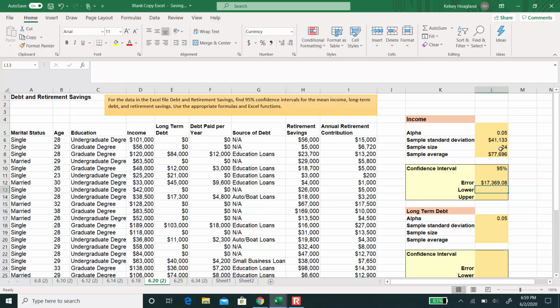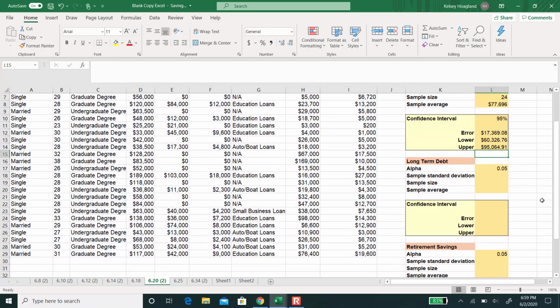Now to find the lower and upper limits of the confidence interval, you have to take the average, and for the lower you subtract the margin of error to get around $60,000, and for the upper you do the average plus the error, which is $95,000.